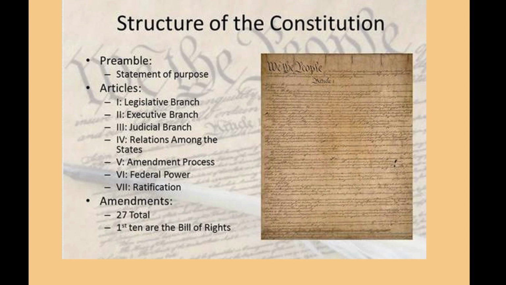Article 4 is about the relations among the states. Article 5 is about the amendment process. Article 6 outlines federal power. And Article 7 outlines the ratification process.